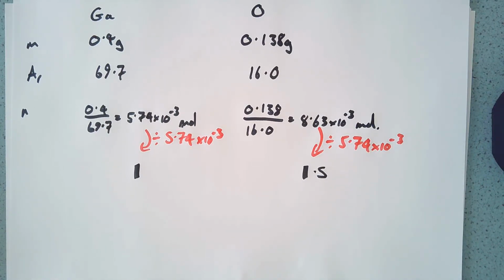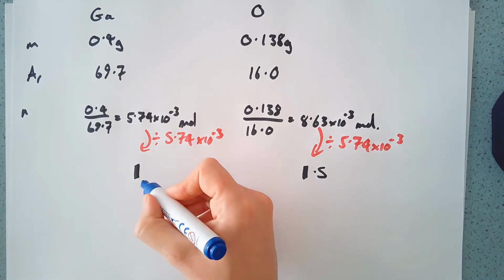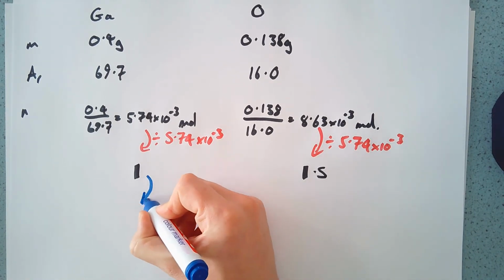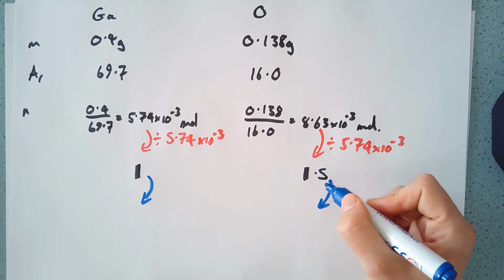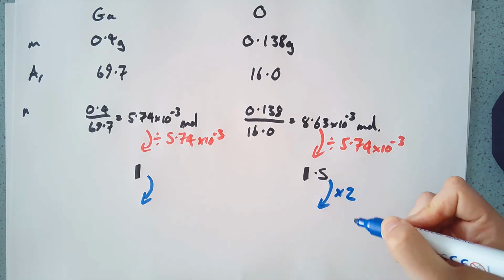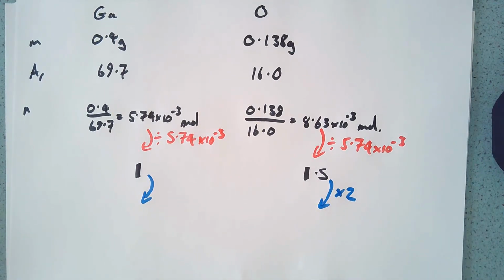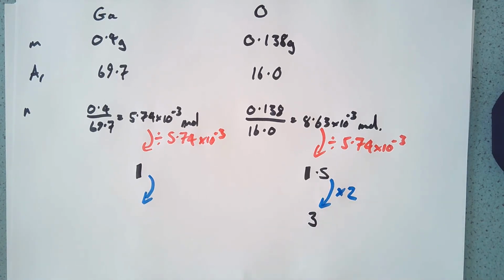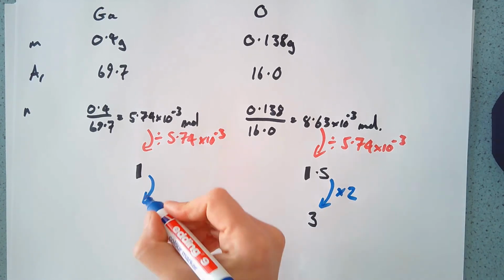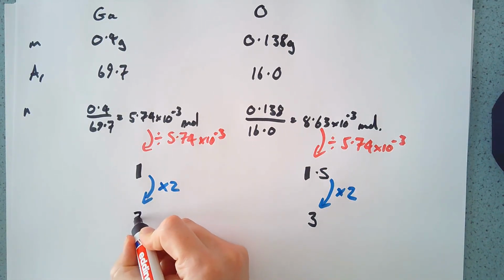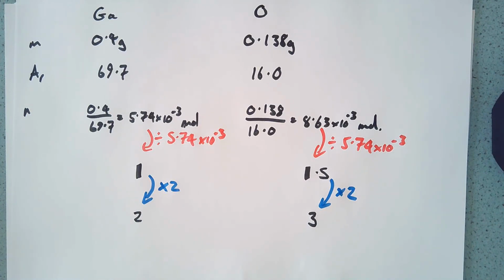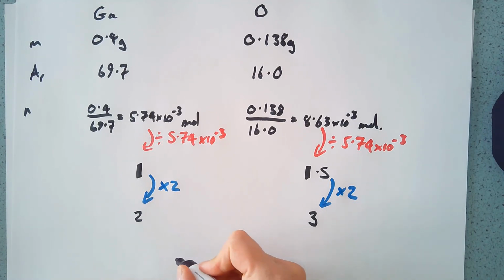That's actually something that we can put into a whole number ratio, so we would multiply out the fraction. So if we have a 0.5, if we have a half, we're going to multiply by 2, and that will turn this into a whole number. And because we've multiplied by 2 over here, we're going to do the same here, and we end up with a ratio of 2 to 3. And that means that our empirical formula is going to be Ga2O3.